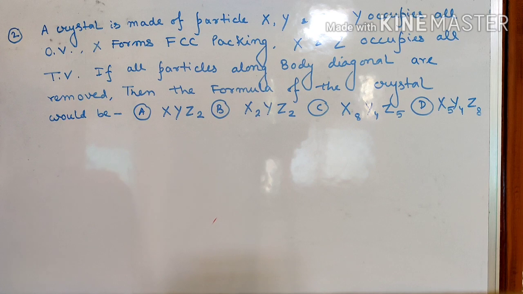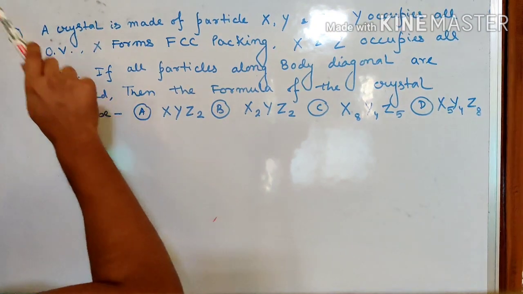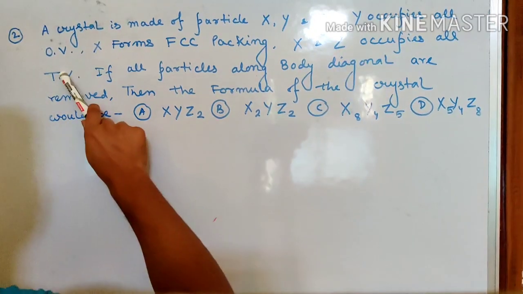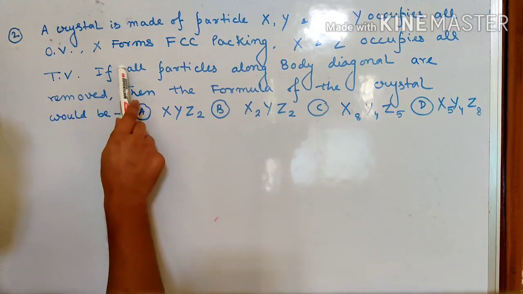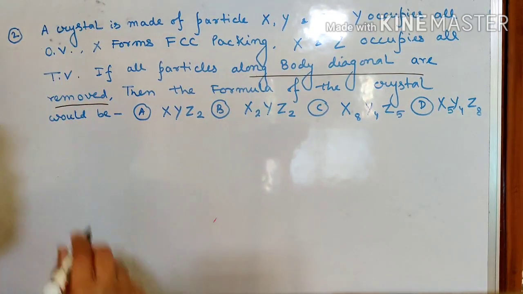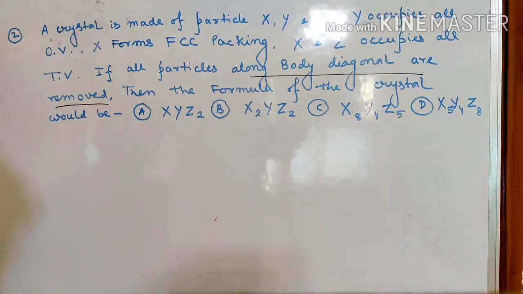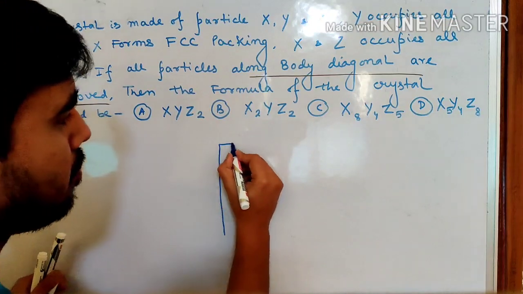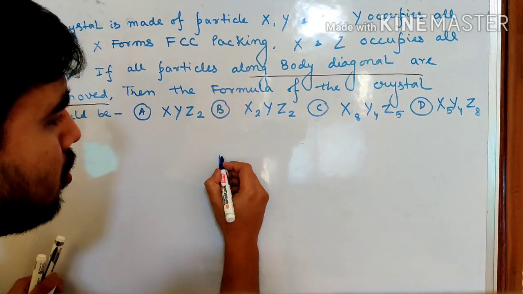Now we have to pay extra attention to few things. Y occupies all the octahedral voids. X forms FCC packing. And X and Z occupies all tetrahedral voids. 3 things are same. If all particles along body diagonals are removed, this line is also something new. So now let us draw the diagram first, then we will try to understand what will be the formula. To explain this answer, let us first try to draw the diagram. To draw a little bit bigger because some complications will be there.